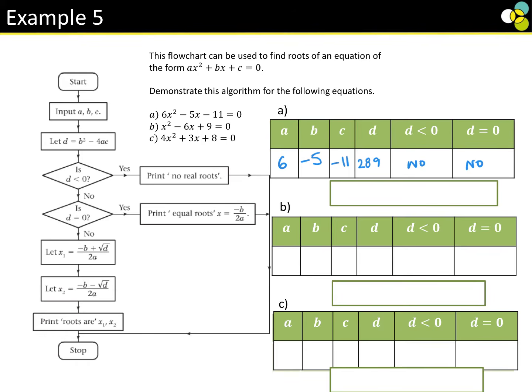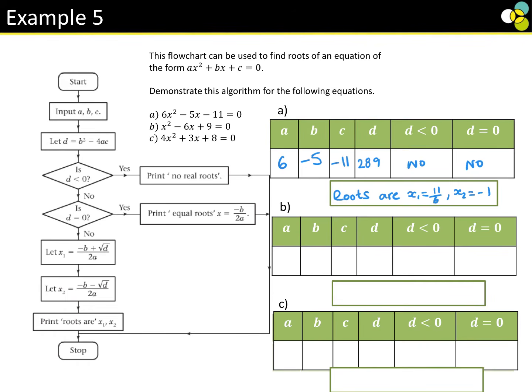Okay, now it says print roots are. So you have to actually write roots are, okay, and you have to write x1 equals, work out the calculation, 11 over 6. x2 equals negative 1. If you do not print roots are, you will not get the full marks.